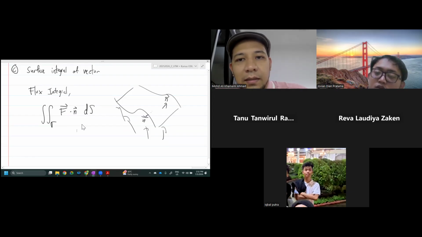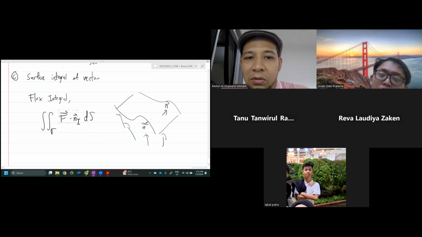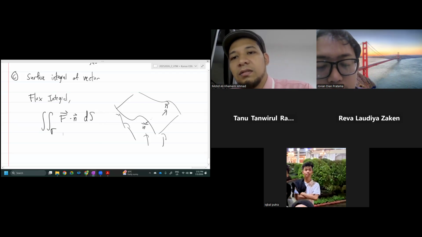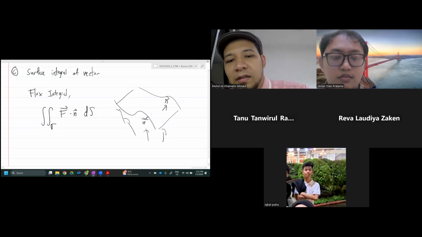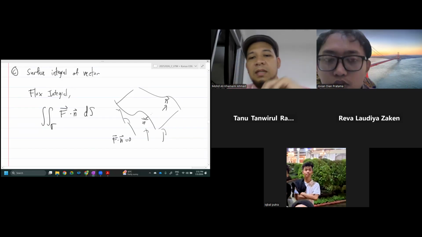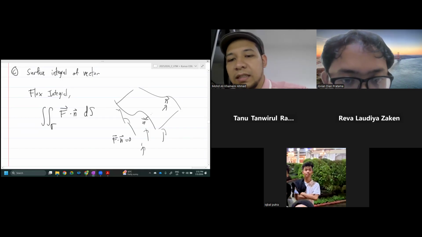Okay. So another thing you can understand from this. Why do we have the dot here? You can measure the angle, right? So if the dot product equals 0, what does it mean? It is orthogonal, right? So if F dot N equals 0, meaning what? If the dot product of two vectors is 0, they are orthogonal to each other. This is N, this is F.